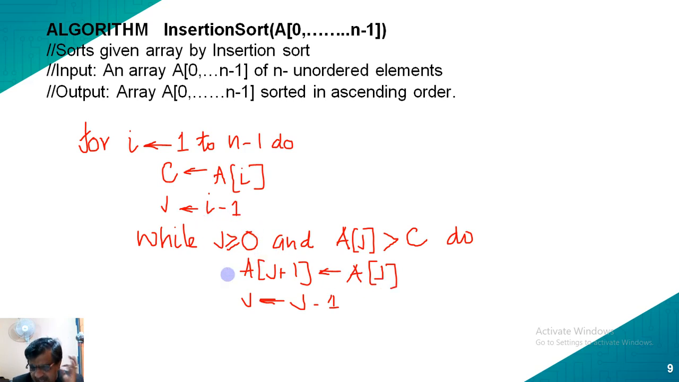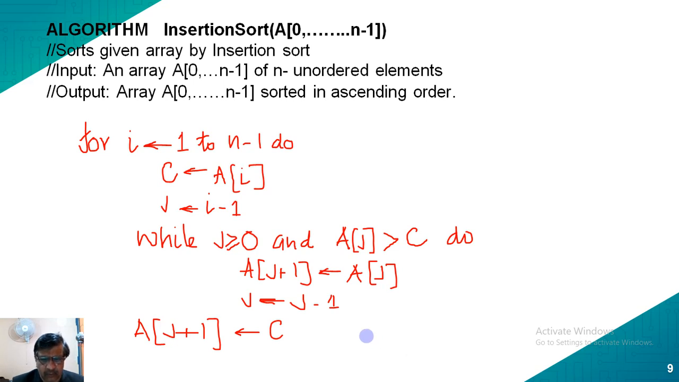In the first cycle we have seen J going to a negative position, therefore the loop will lose control and come out. Then we will fill up A of 0, that is J plus 1 in the first cycle, with whatever C contains. So this is the algorithm, my dear friends, this is the algorithm.